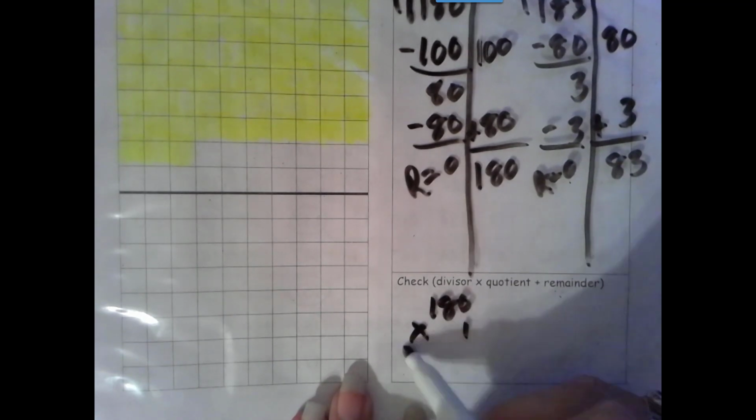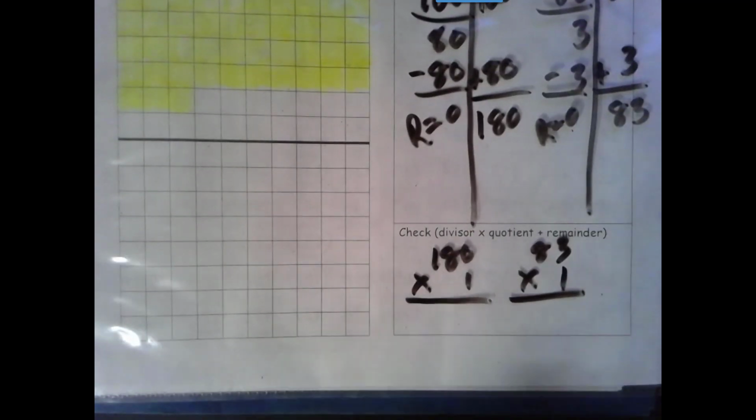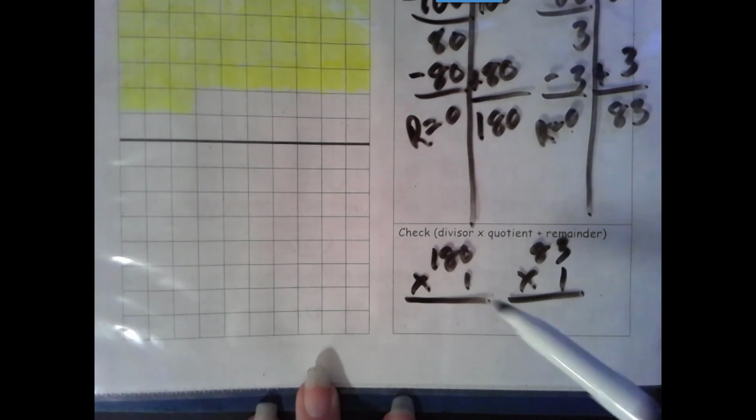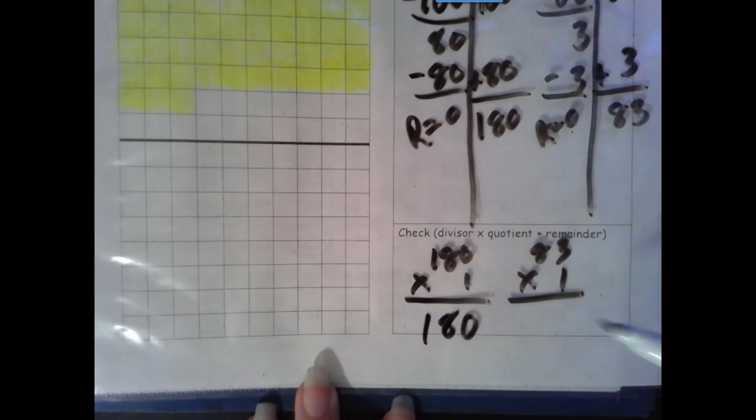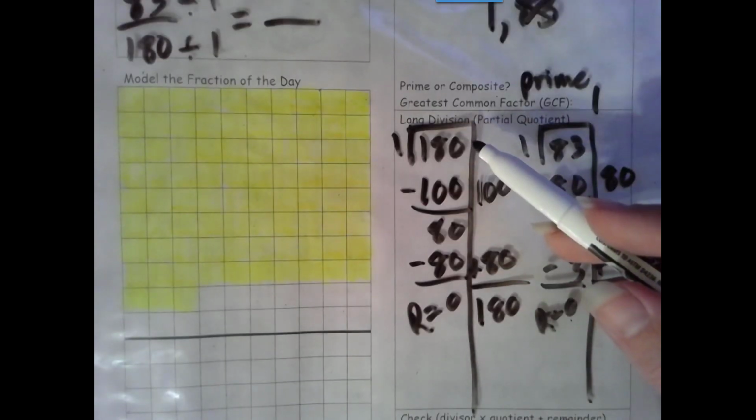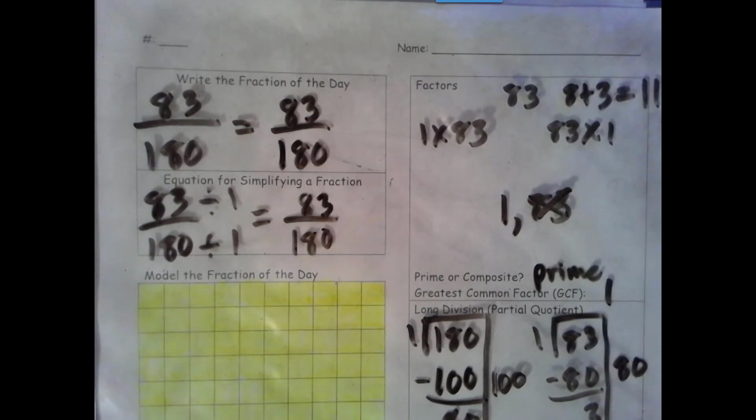Now since our remainder is 0 for both, and the identity property of addition says when you add 0, it stays the same, we don't need to add 0. But what we end up with here is our identity property of multiplication that says when you multiply by 1, it stays the same. One group of 100 is 100. One group of 3 is 3, one group of 8 tenths is 8 tenths. 83, that matches our dividend, so that checks. 180, that matches our dividend, so it checks. That means our numerator is definitely 83, and our denominator is definitely 180.